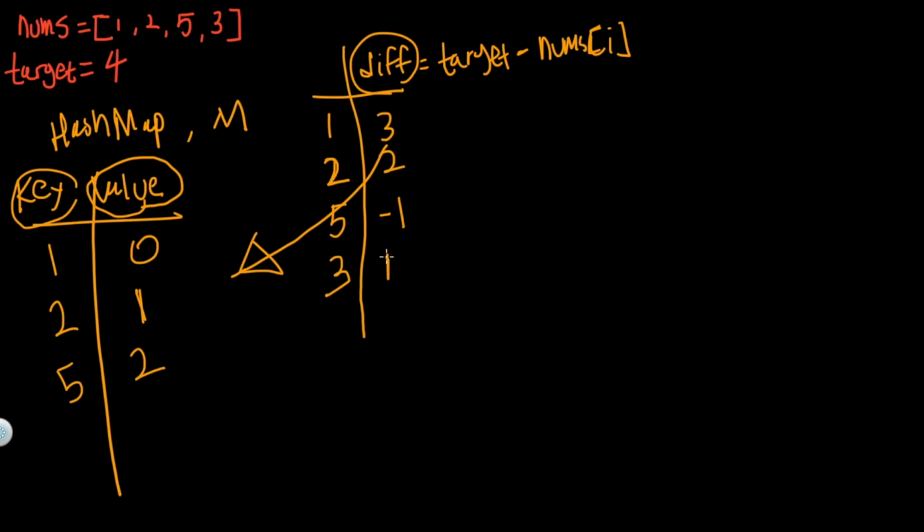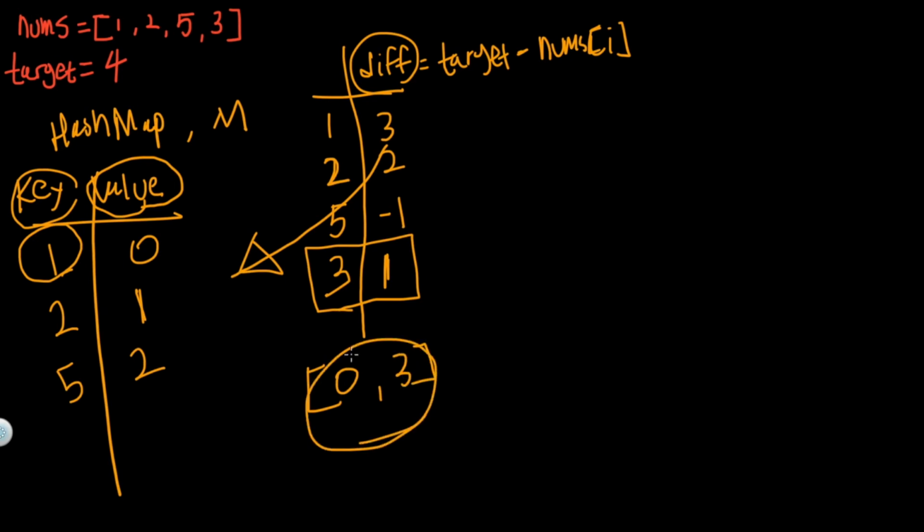When you do that, we already have that key stored in the hash map here. So when you iterate and get to this point, you can return 0 and 3. And that is going to give you the answer.